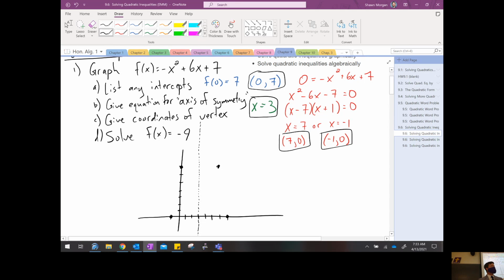And so how do I go about finding the y-coordinate of my vertex? Because I hope you know we've already got half of the vertex. We've got vertex 3 comma something. So we already know half of the vertex because we split the difference between the x-intercepts. So how do I know how high up to go? How do I find the corresponding y value?